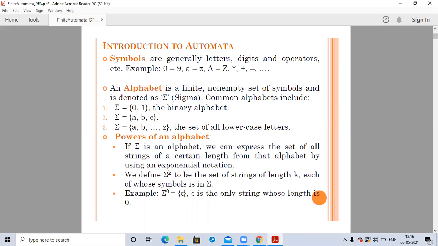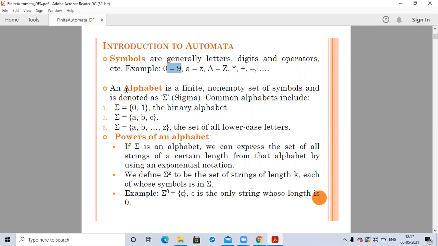The first and foremost one is symbols. Symbols are generally letters, digits, and operators. All of those come under symbols. Examples are 0 to 9, which are digits, small a to z and capital A to Z, and the operators star, plus, minus, division, and so on. All those letters, digits and operators are considered symbols.